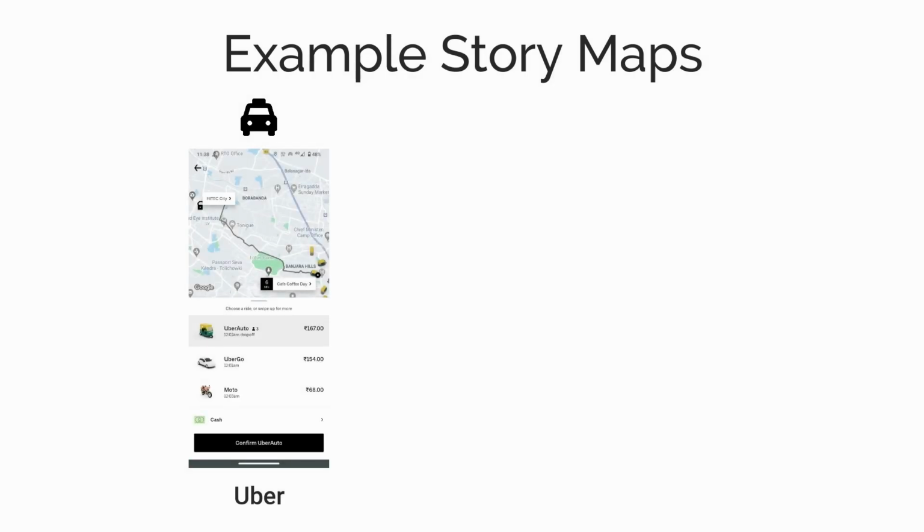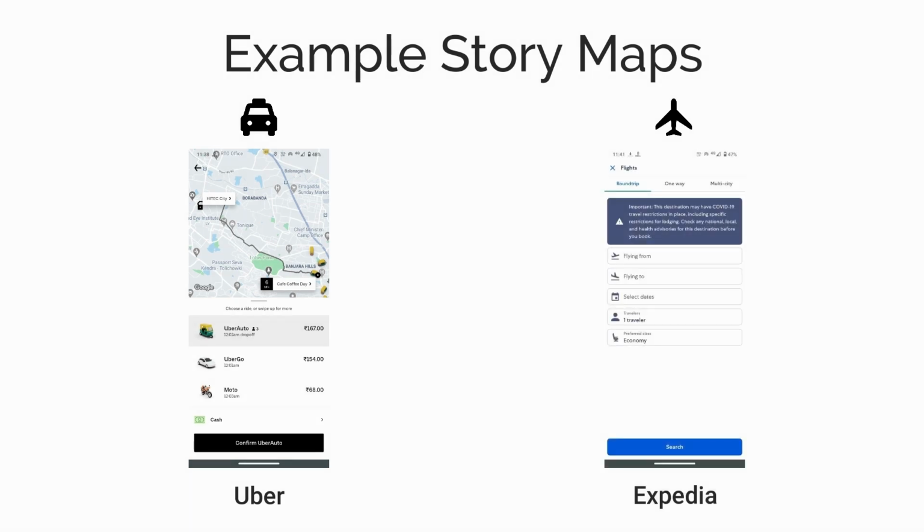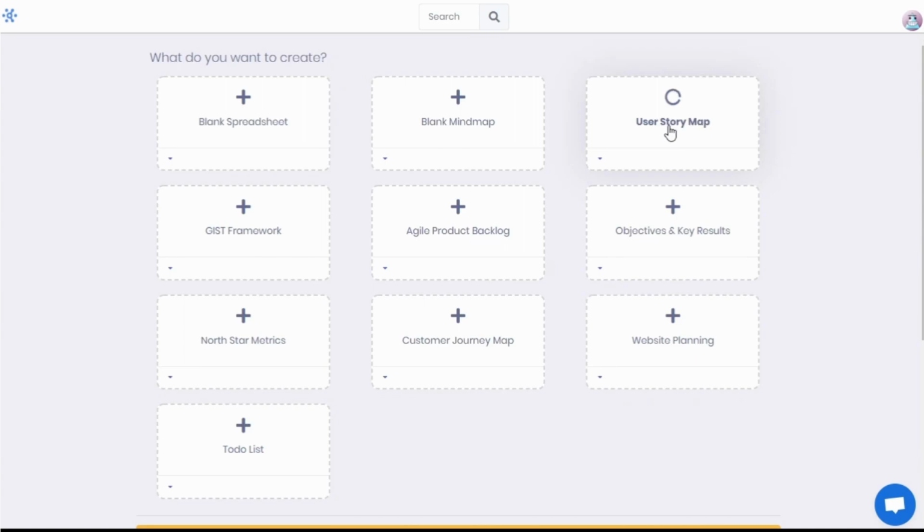Let's dive deeper with a few examples. In this video, we are going to build story maps for a ride-sharing app like Uber and a flight reservation service like Expedia. Let's get started.